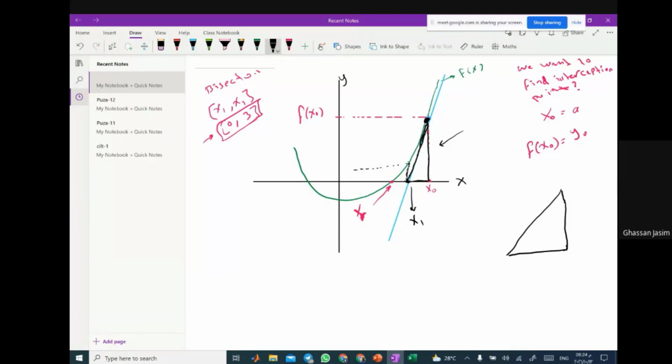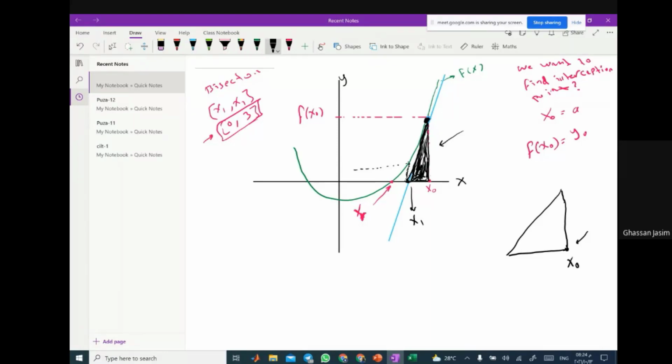Okay. What is this point? Now tell me, what is this point, student? From this triangle, this is X naught. X naught, good. I'm talking about this triangle. This is X naught. Let's explain this again another time.